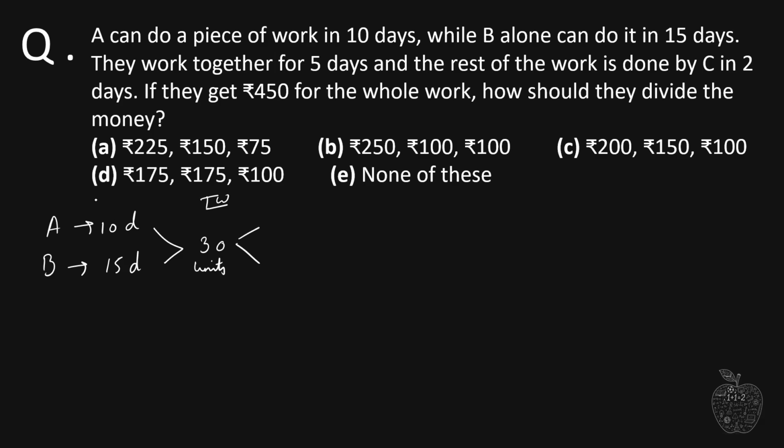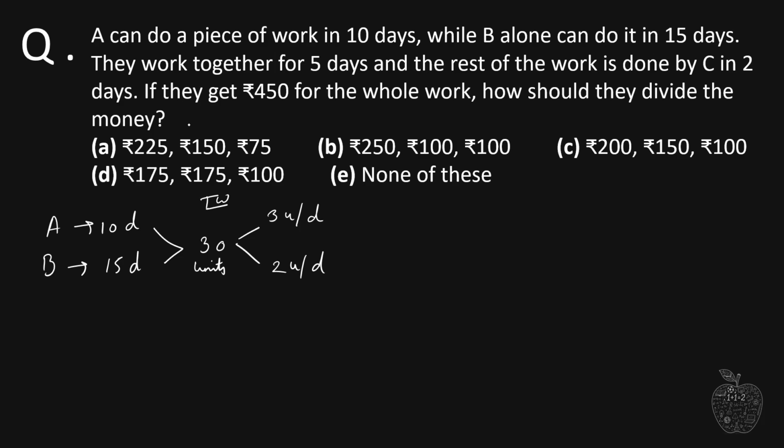Now A can do complete work in 10 days. So how much can it do in one single day? To calculate that, we divide total work by total time. Here total work is 30. 30 divided by 10, we get 3 units per day, and here we get 30 divided by 15, which is 2 units per day.